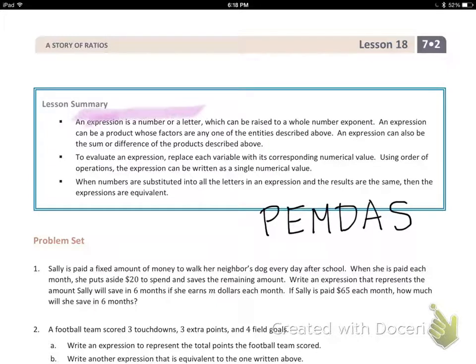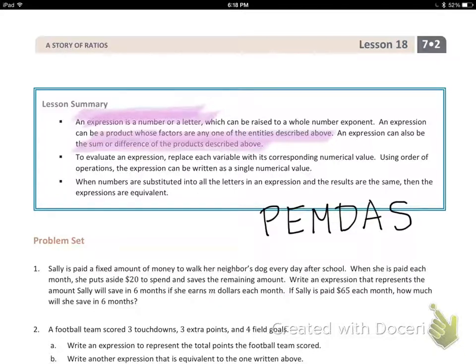Okay, it can be a number or letter, which can be raised to a whole number exponent. Like x squared, for example. It can also be a product whose factors are any one of the entities described above, and it could also be a sum or difference. And we saw those different examples in this lesson. Well, actually, we didn't see any exponential numbers in this lesson. That adds another level of complication to everything, so that'll come in the future.